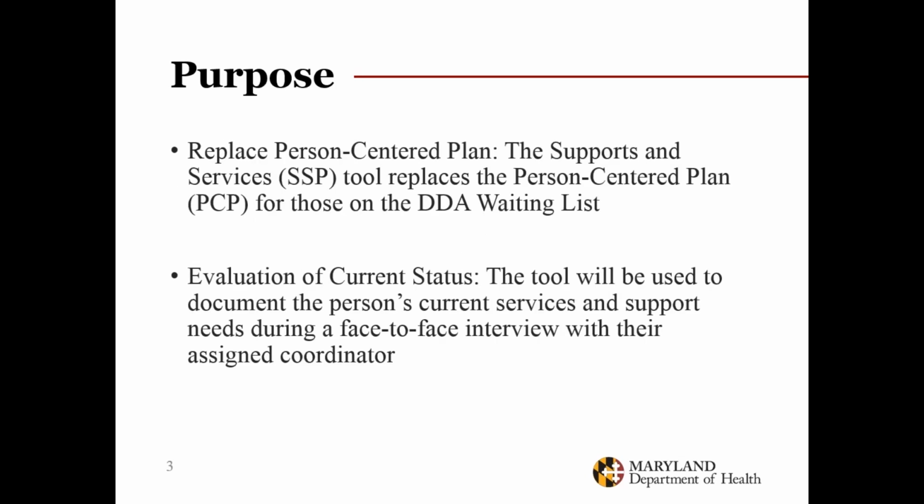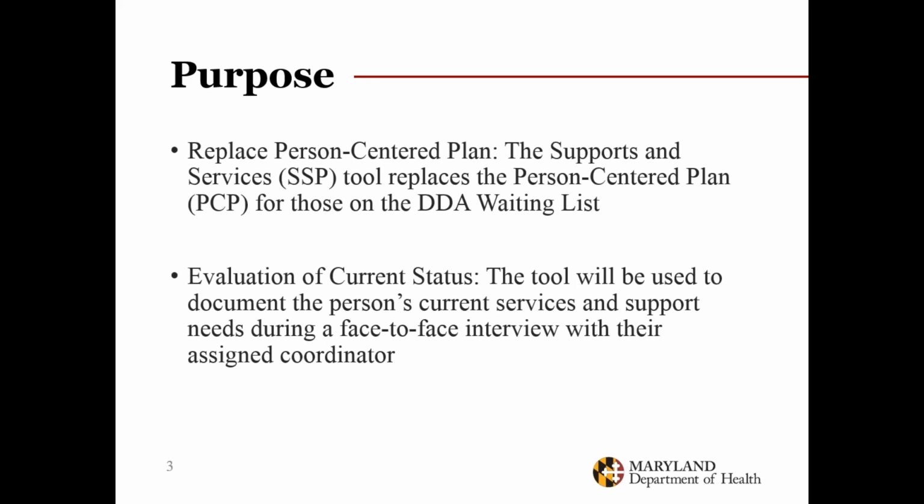Effective October 19, 2018, the Supports and Services Planning tool will replace the person-centered plan only for those on the waiting list. While waiting, the SSP tool will be completed to assist the person in utilizing currently available supports and to identify needed supports and services that DDA may be able to provide to address the needs if the person is selected to apply for waiver services. Once selected to apply, however, a person-centered plan will need to be developed.